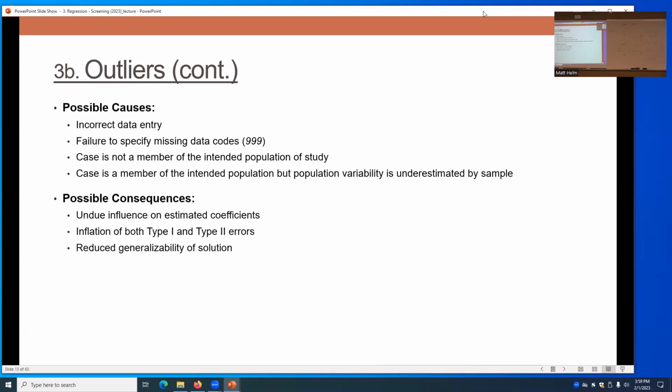So if I ignore it and just leave it in there, there's undue influence on my estimates, my coefficients, those go all over the place. Who knows what's going to happen with that, right? Inflated type 1 errors, type 2 errors, reduced generalizability of my solution, like wild things can happen. I can't predict what this is going to do to my model. But if I run these data with this person in and with this person out, and if my results start to jump around considerably, that's probably a consideration that I shouldn't have that person in my model if they're dragging things around that much.